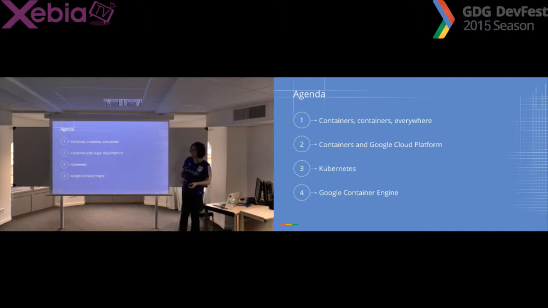And then we're going to look at a production version of Kubernetes called Google Container Engine, which was announced back in November, and which is not production ready yet. It's still in alpha, but it will be a production version of Kubernetes.